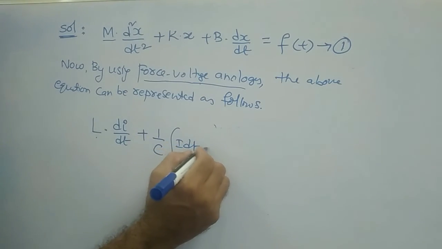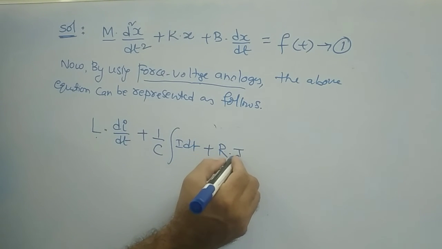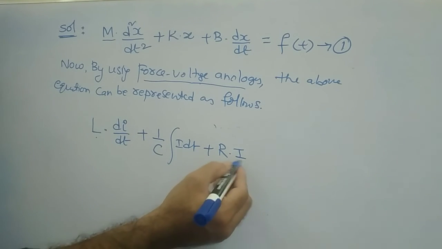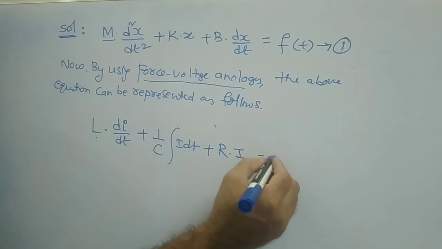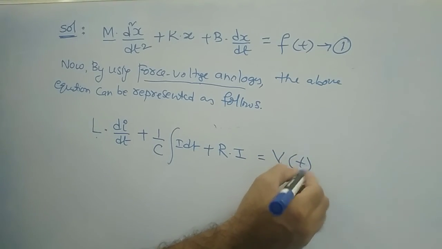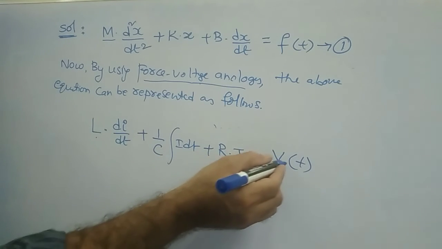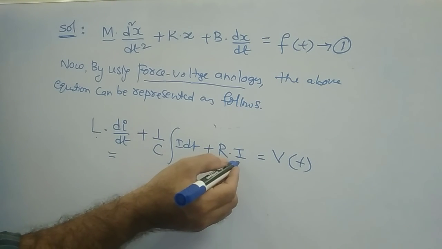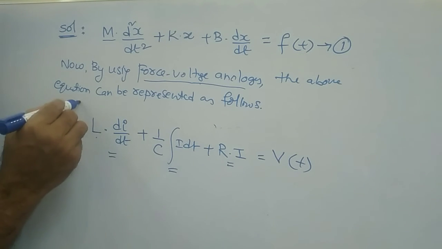Similarly, what is B? It is the resistor. So for the resistor, what can you write? Dx by dt is R into I, what is the voltage? Voltage across the resistor, V is equal to I into R. Enough. And f of t is equal to V of t, because force is converted into voltage. This is force to voltage. Again, this is voltage, this is also voltage, this is also voltage, this is also voltage. This is the voltage across the resistor, across the capacitor, across the inductor. Clear? This is your equivalent equation.